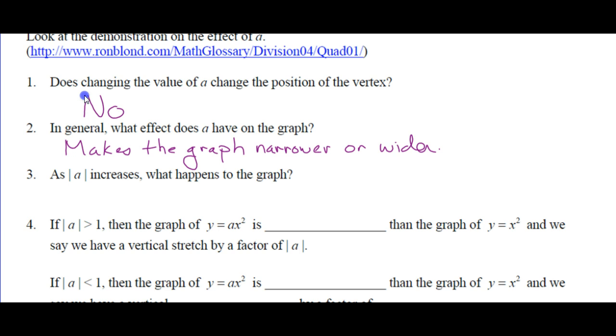So you do that. Now in 3-1, we're going to change it. We're never going to say it gets narrower or wider, because there's going to be more going on there. But for now, yeah, it's good. As the absolute value of A increases, what happens to the graph? It gets narrower.